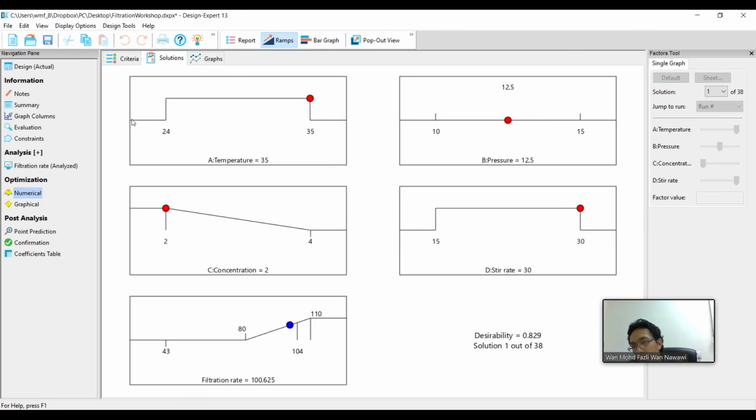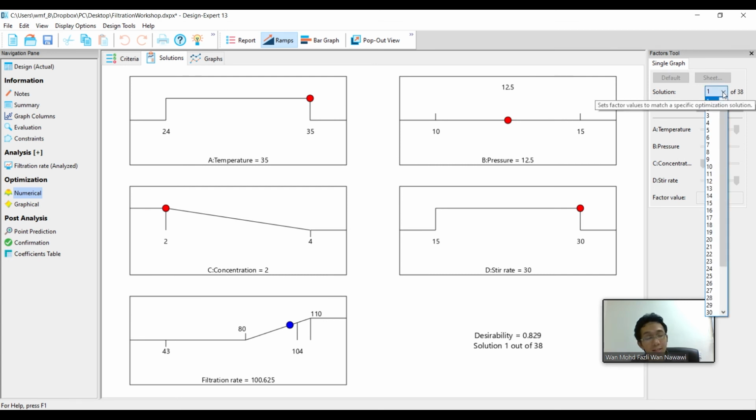So what you do now is basically validate the model, because now you have the software already give you a few solutions. You see here, there are 38 solutions. So your task now is to show people that your model is valid, that your model is true. You need to confirm it.